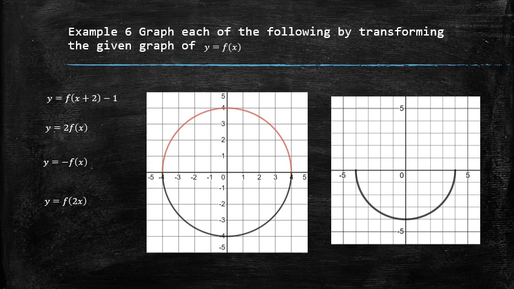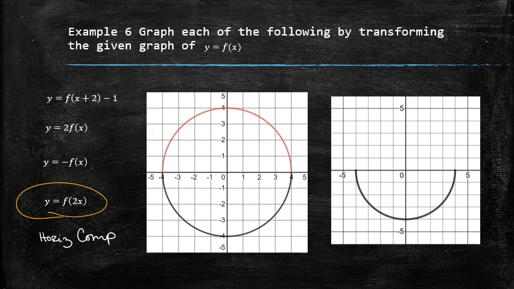And then finally, the last one, y equals f of 2 times x. This time the 2 is with the x, so it's going to be a horizontal change. Remember, the horizontal changes are always the opposite of what we might think. So you might originally think times 2 is going to be a stretch, but it's really going to be a compression. So we have a horizontal compression.